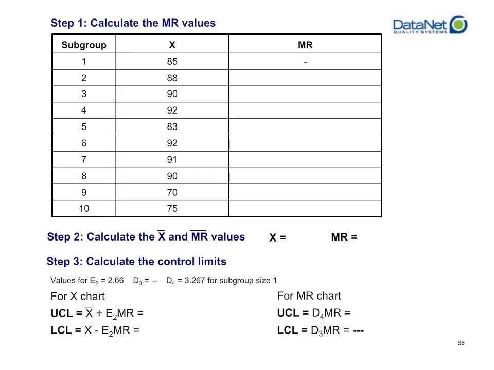So go ahead and calculate your control limits. X bar plus E2 times your MR bar, that's your upper control limit. And X bar minus E2 times MR bar is going to be your lower control limit. Your upper control limit for your MR chart, your secondary chart, is going to be D4 times your MR bar value, and there's not going to be a valid value for your lower control limit.